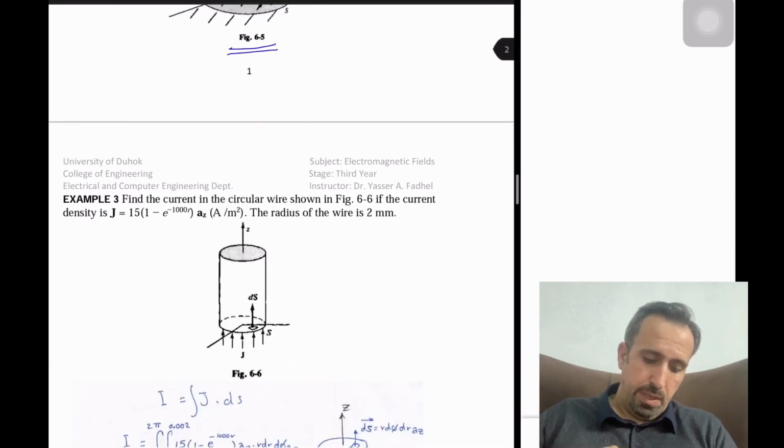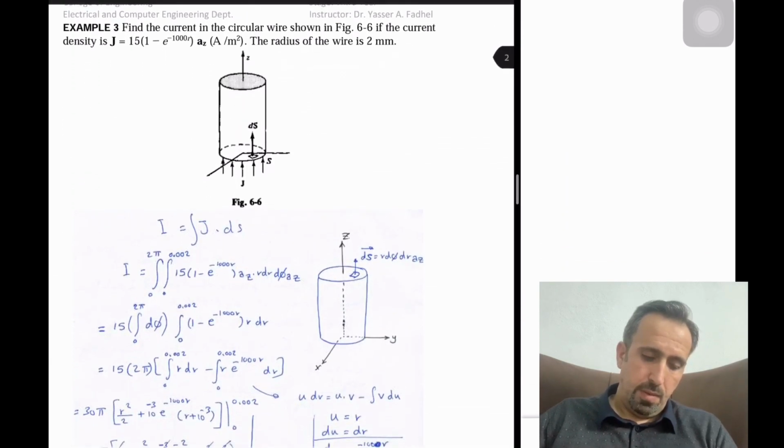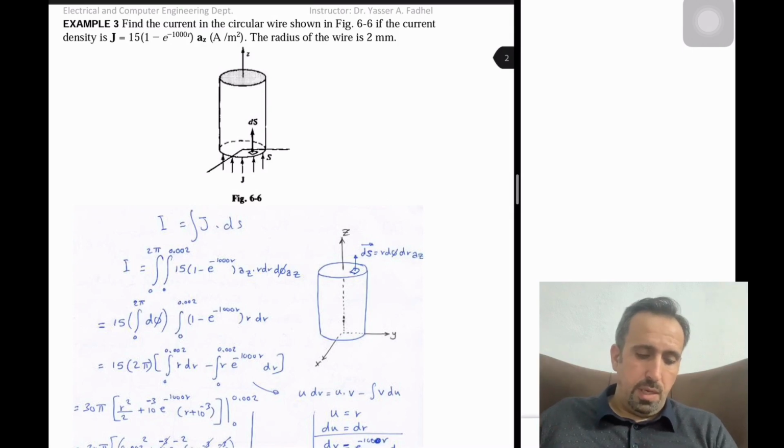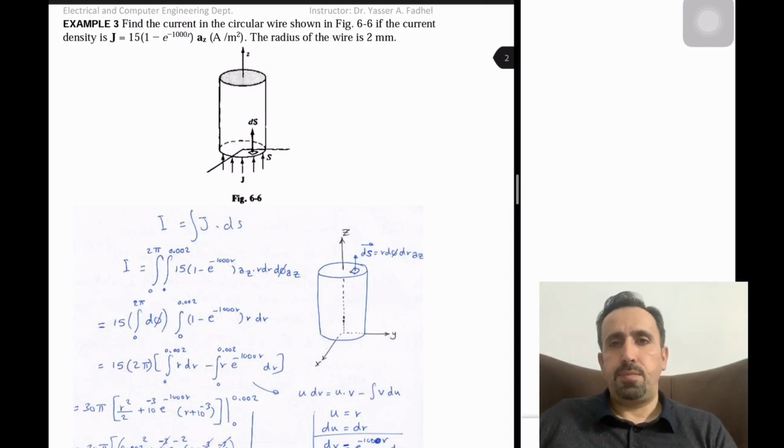We have an example here. In this example, we are asked to find the current in the circular wire shown in figure 6.6, if the current density is J equal to this amount, an exponentially decaying function with respect to r. The radius of the wire is 2 millimeters.